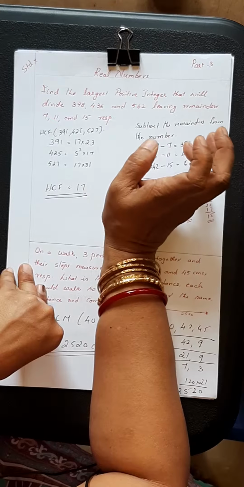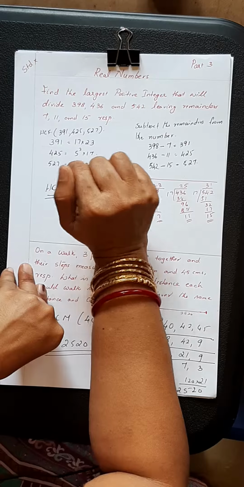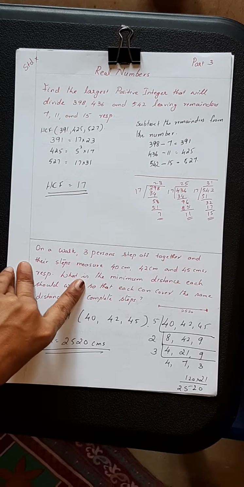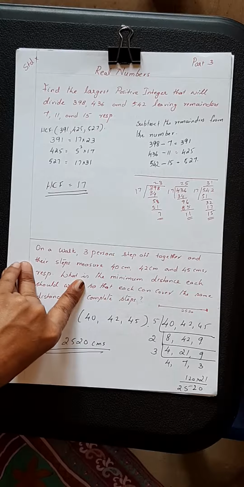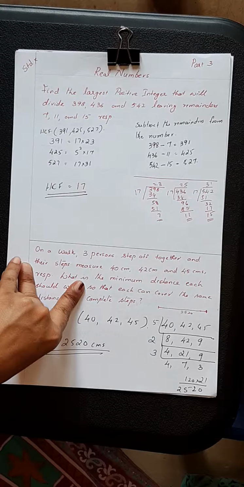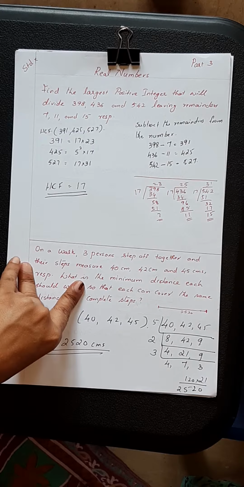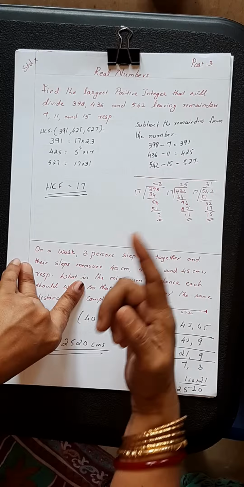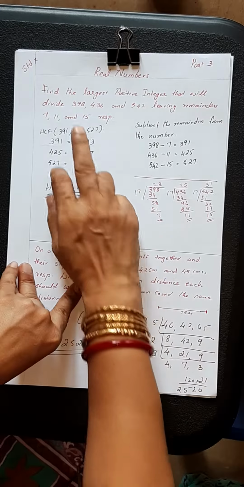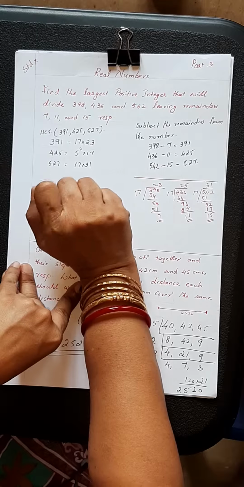So for example, 8's factors will be 2 and 4. 2 and 4 are all factors, and multiples of 8 will be 16, then 8 into 3, 24, and so on. So a factor is always a smaller number and a multiple is always a higher number. So we have to divide by a smaller number. So we have to go for a factor.